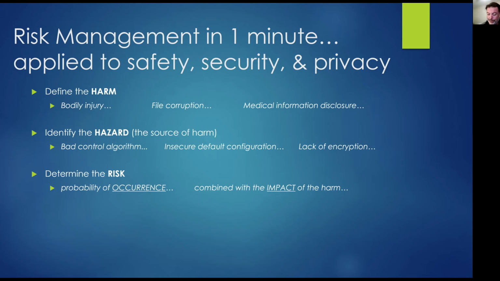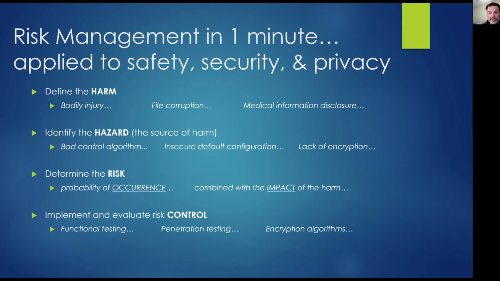Having high occurrence rates and high impacts are the worst of the worst, and you're trying to essentially reduce the risk by implementing and evaluating risk controls. If you can conduct functional testing, penetration testing, implement encryption algorithms, you're going to reduce the occurrence of a potential risk and therefore reduce the risk.